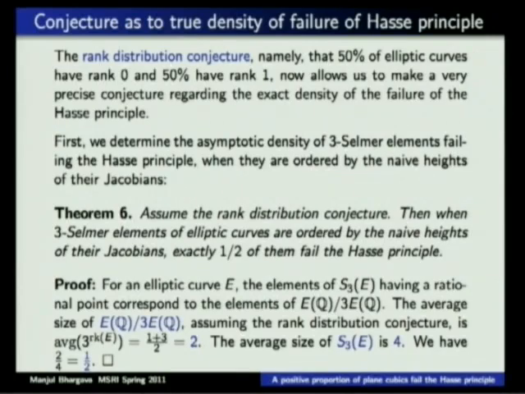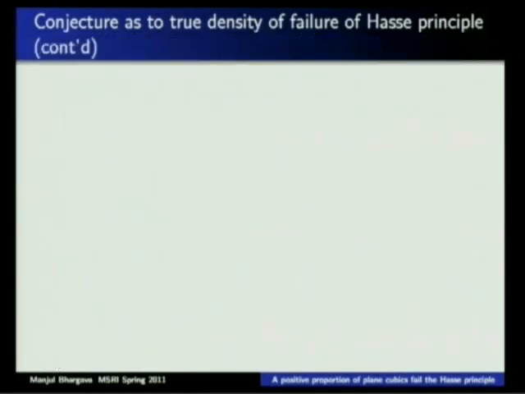And if you do the same computation for p-Selmer, for p any prime, well, if you want it to be a theorem, you have to choose p less than or equal to 5. The answer half, that's what comes out. So that's what I expect in general, is that if you take a random p-Selmer element, the chance that it has a rational point is a half, okay, by the same computation. Okay, so that's a theorem, assuming the rank distribution conjecture.